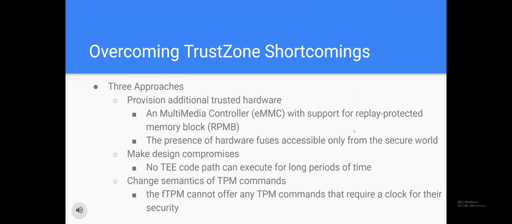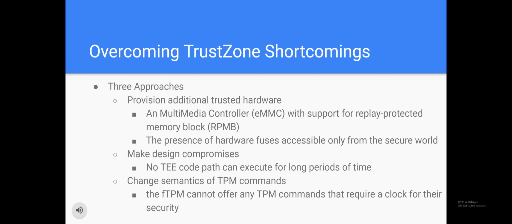The paper used three approaches to overcome the shortcomings of ARM TrustZone. First, they imposed additional hardware requirements on device manufacturers to ensure a minimum level of hardware support for the fTPM. Many mobile devices already come equipped with an embedded multimedia controller, the eMMC storage controller, that has an off-SoC replay protected memory block, the RPMB. The RPMB's presence combined with encryption ensures that the TEE can offer storage that meets the needs of all the fTPM's security properties.